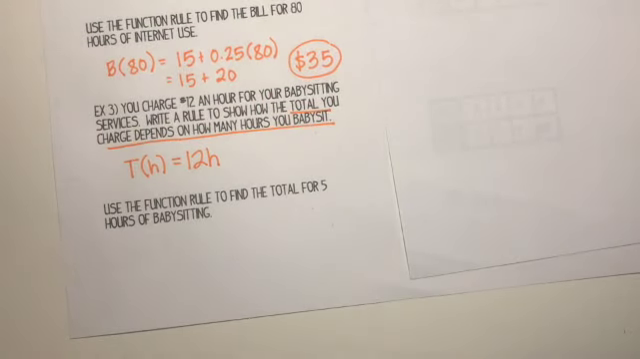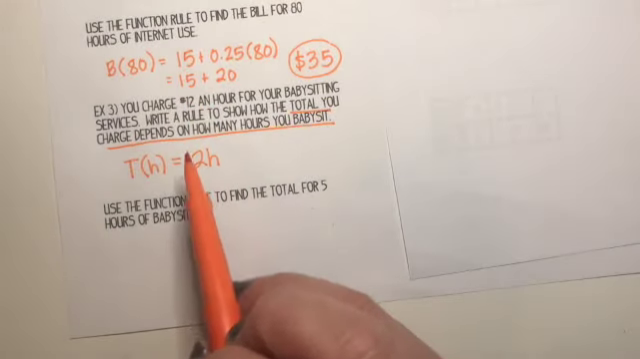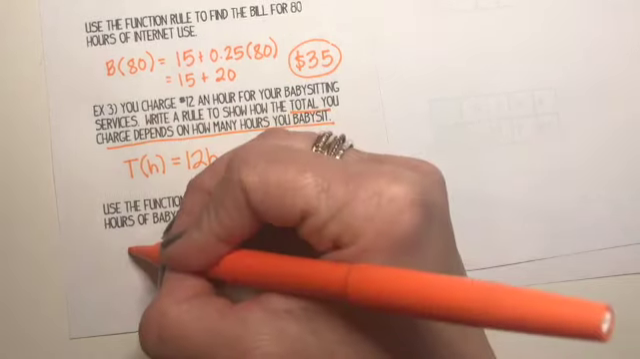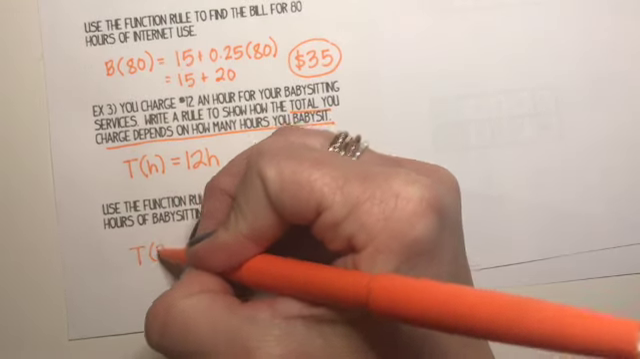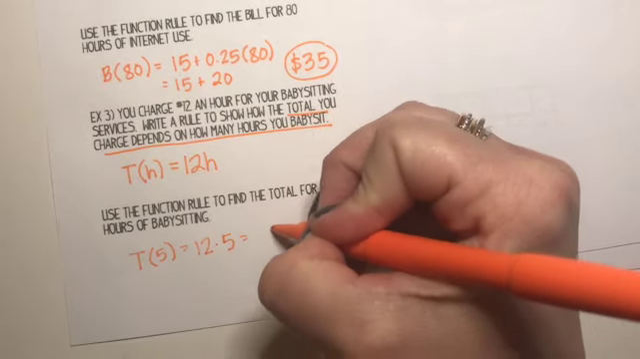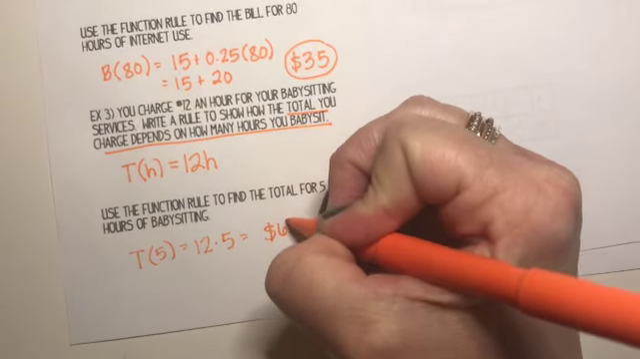There's no starting amount like you have $50 to start or anything like that. That's why we had the 15 and 298, because we had starting amounts. This is just $12 an hour. So it says use the function rule to find the total for 5 hours of babysitting. If you babysat for 5 hours, it's just $12 times 5 hours, which would be $60.